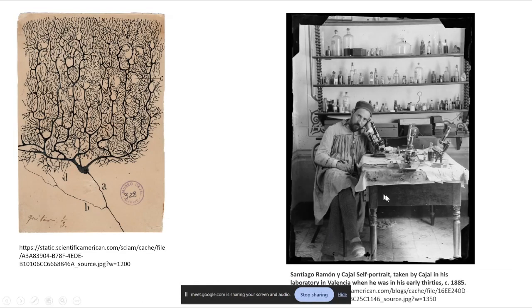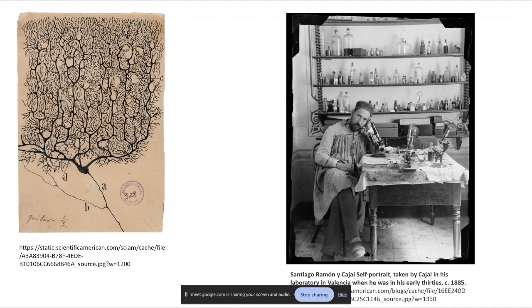So, this is Ramon y Cajal in his laboratory in Valencia in his early 30s. As you can see, he's surrounded by microscopes. At that time, from whatever savings he had from his time in the war, he used every bit of that to buy a microscope which had a magnification of about 800 times. He considered his microscope as his fifth child, apparently.